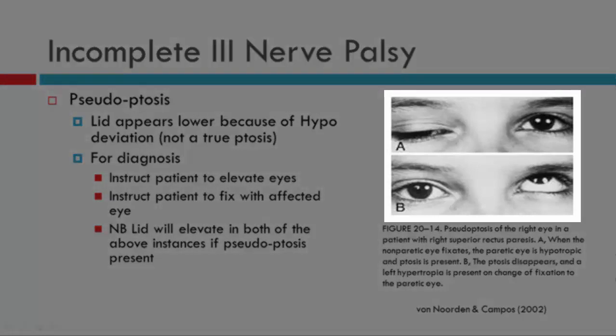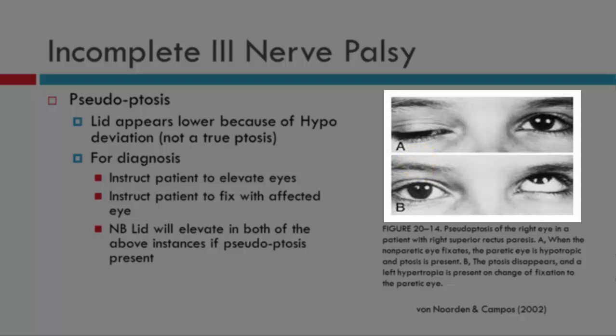So if we have a look here at the patient to the right, this patient is fixing with their left eye and has a right hypotropia, and we can see a ptosis in this particular instance. When the patient is asked to fix with this hypotropic eye, here we go, the patient is now fixing with the hypotropic eye, and the patient now has a left hyper. And as the patient fixes with this eye, you can see the lid has now lifted. This is a pseudoptosis.